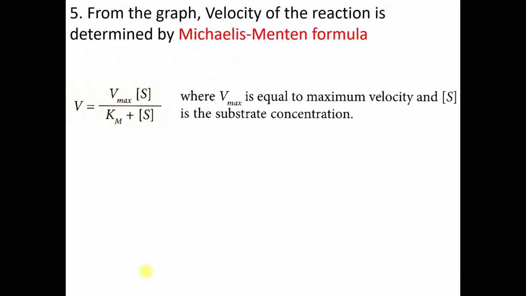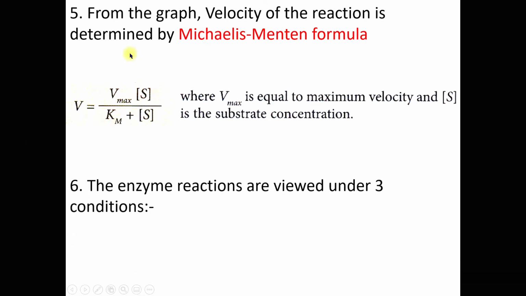Now, from the Michaelis Menten plot, the velocity of the reaction is determined by the Michaelis Menten formula. From the graph with their calculation, Michaelis Menten came up with this formula: velocity equals Vmax times substrate concentration, divided by Km plus substrate concentration. Vmax means maximum velocity, and this is the substrate concentration.